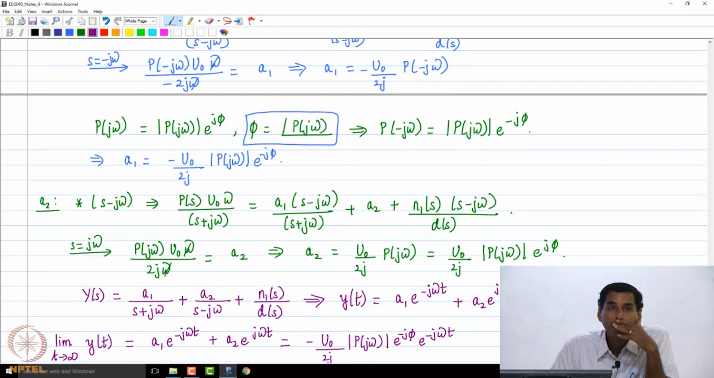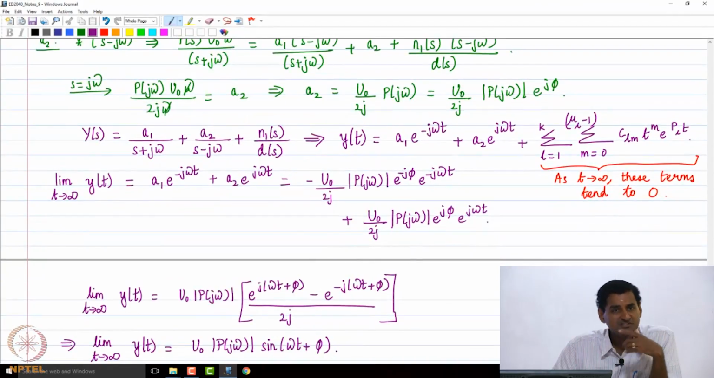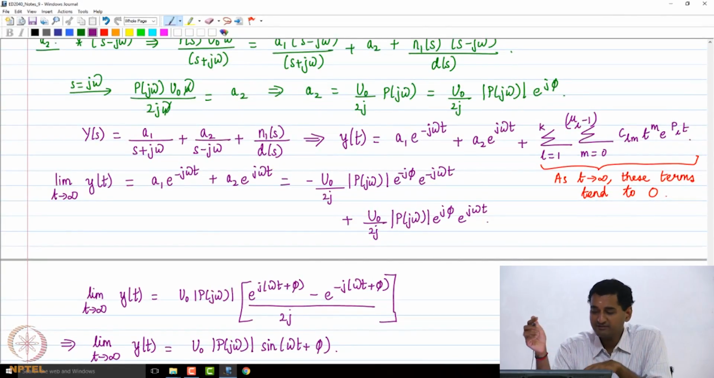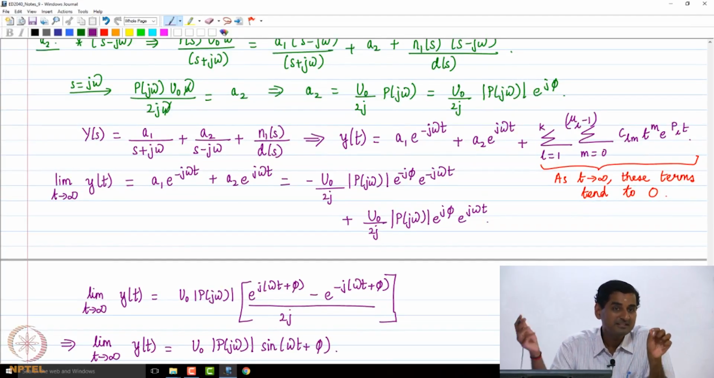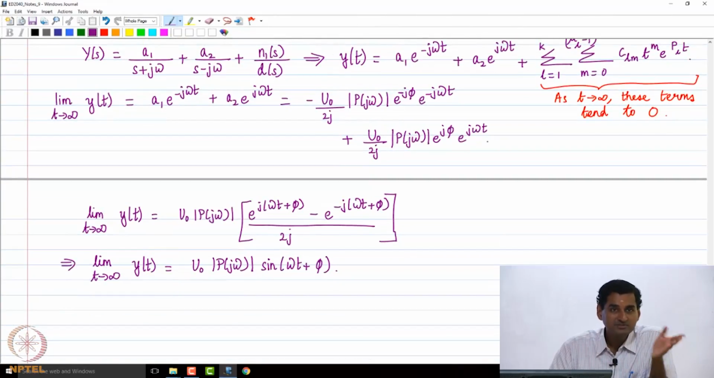As t tends to infinity, the limit of sin(omega t plus phi) does not converge. It oscillates. That's why we are finding the limit. It cannot converge to a single value because it really depends on t. So what I can say is that this is the function to which it oscillates.